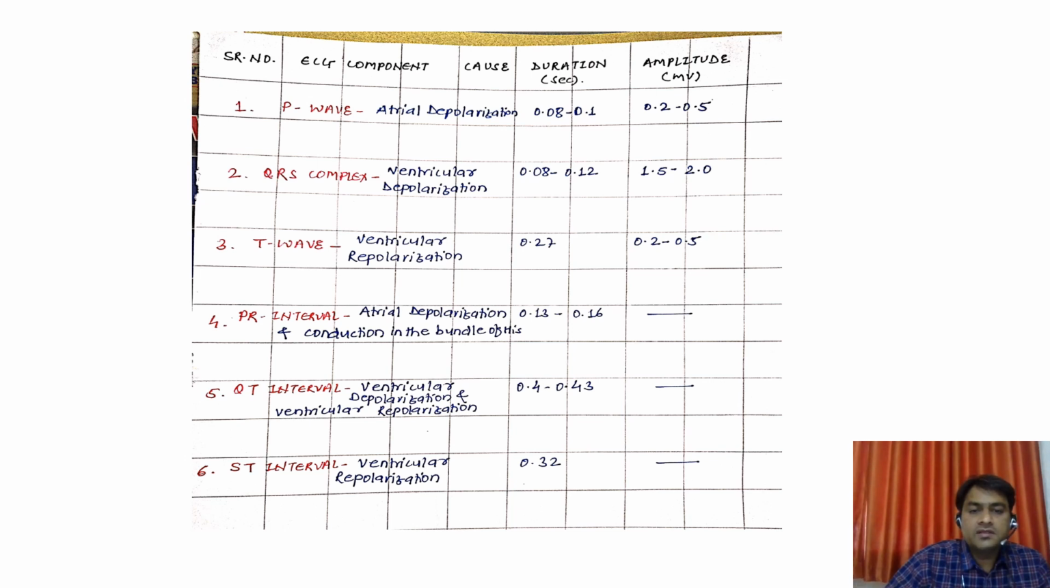PR interval is the time required for atrial depolarization and conduction of the impulse to the bundle of His. Time required is 0.13 to 0.16 seconds. QT interval is the time required for ventricular depolarization and repolarization. Duration is 0.4 to 0.43 seconds. ST interval is the time required for ventricular depolarization and the duration is 0.32 seconds.